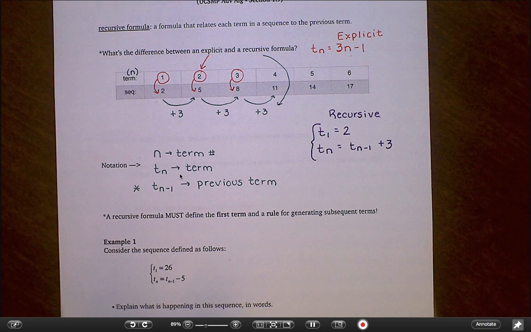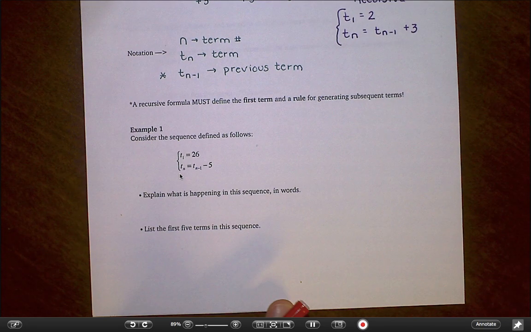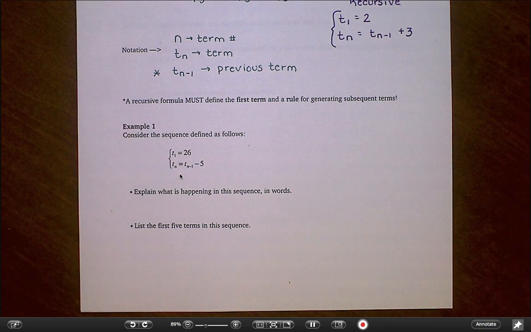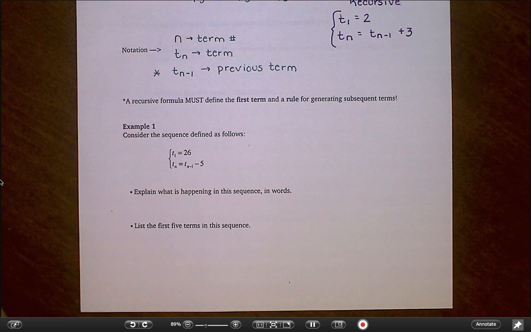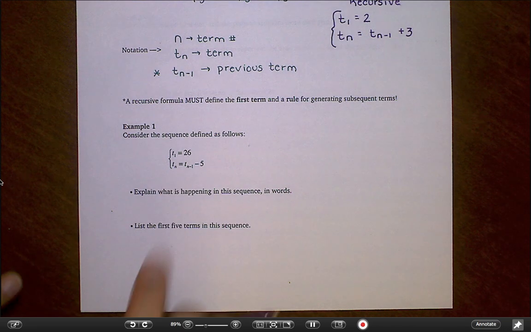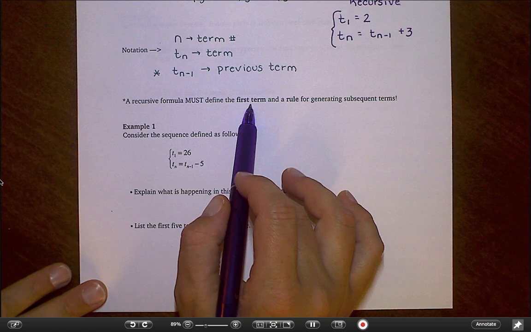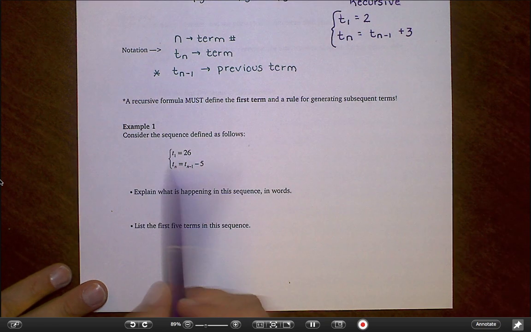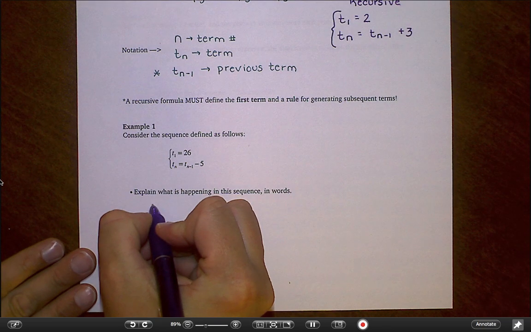Okay? Okay, so let's take a look at this first example, and let's just wrap our head around notation for a second. Maybe take a second and pause the video and just talk yourself through what this sequence is saying in words. What's happening here? There are 2 pieces of information we have to know. We have to know the first term, and we have to know how we get to the rest of the terms. So what this gives me is that the first term is 26.